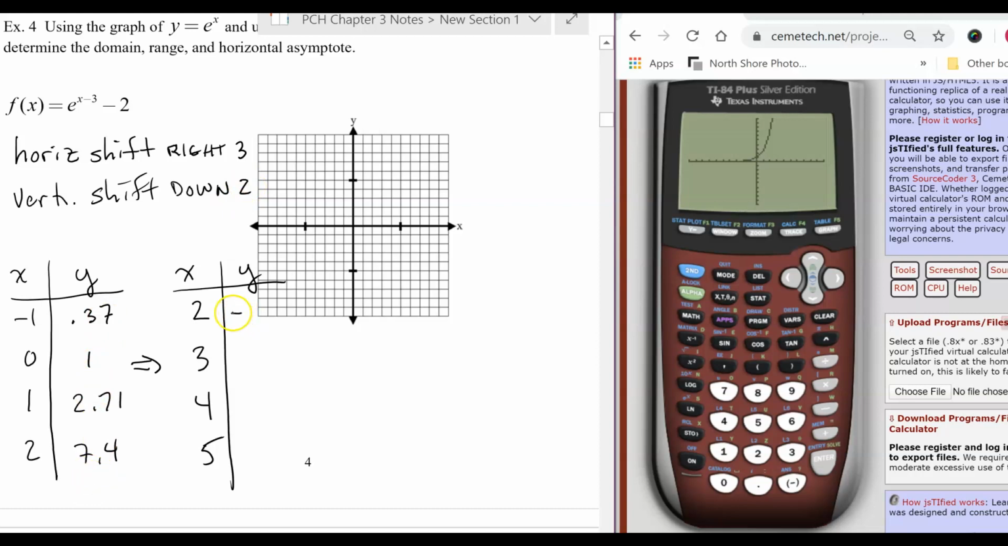So now I've got negative 1.63, negative 1. 1 minus 2 is negative 1. 2.71 minus 2 is going to be 0.71. And 7.4 minus 2 is 5.4. So what this negative 2 also does is it moves our asymptote from the y-axis 2 units down. So here's going to be my new asymptote. And we can go ahead and take a look at a graph over here.